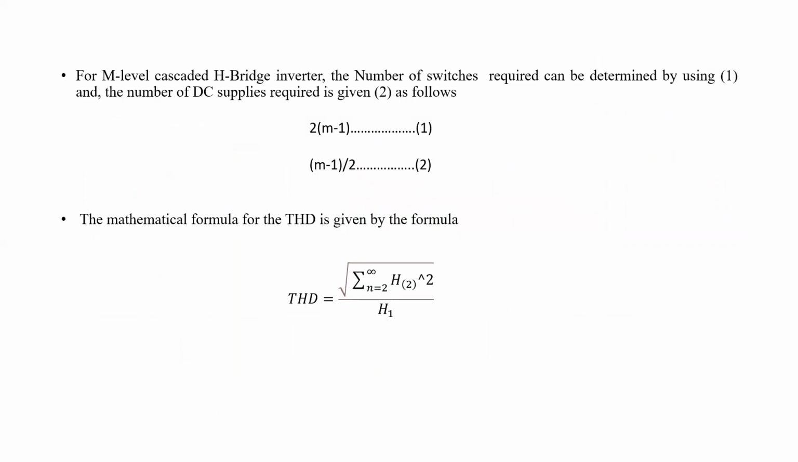For M-level cascaded H-bridge inverters, the number of switches required can be calculated using the equation 2(M minus 1), and the number of DC supplies required is given by (M minus 1) by 2. These two equations are used to calculate the number of switches and DC supplies required. The mathematical formula for calculating the total harmonic distortion is THD equals the square root of the summation from n equals 2 to infinity of h_n squared, divided by h_1.